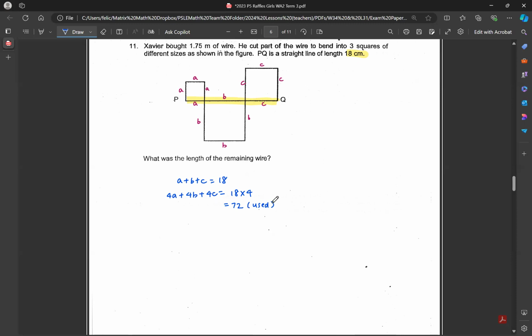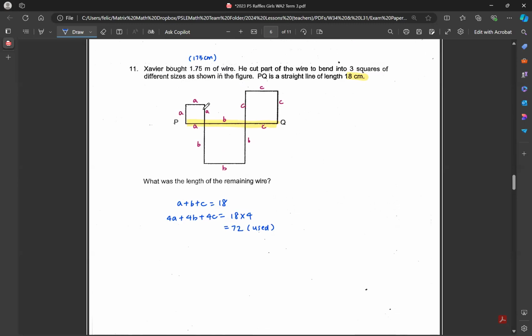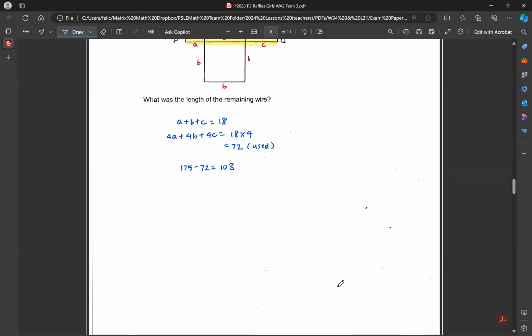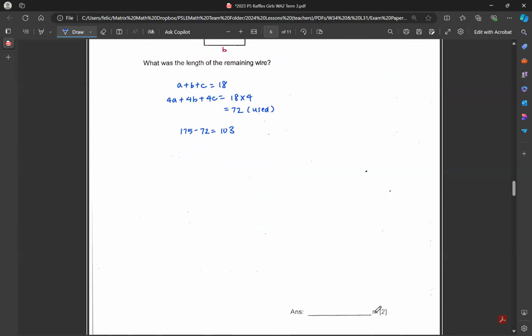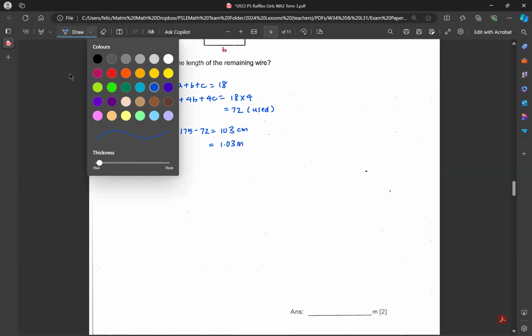Okay, so once we are done with this, we want the length of the remaining wire. Remember from the beginning, he has 175 cm. He used 72 cm now. So to find the remaining, you can just use your 175 cm minus 72. And this works out to be 103 cm. So that will be our answer. Oh, sorry, our answer needed to be in meters. I just realized the units here. So no choice, we have to reconvert this to meters. So cm to meters, it's dividing by 100. So it's 1.03 meters.